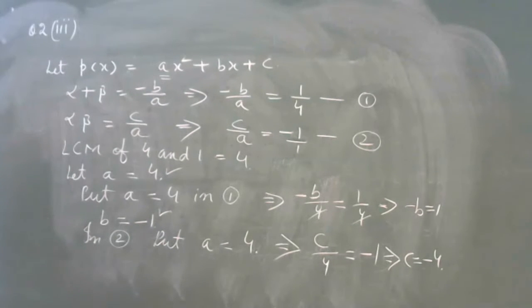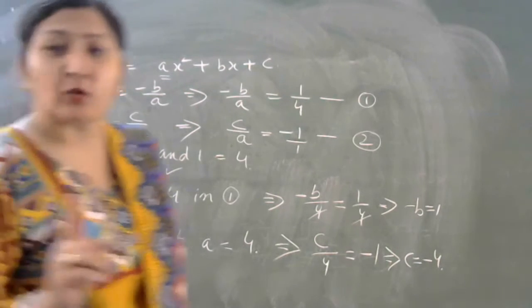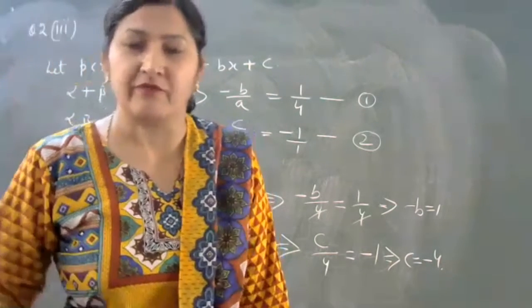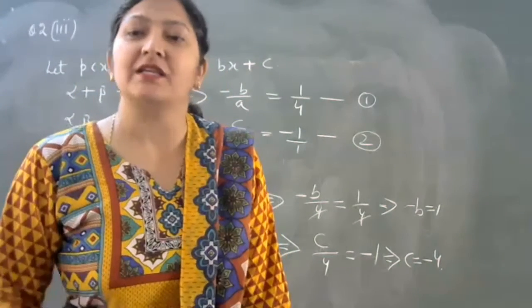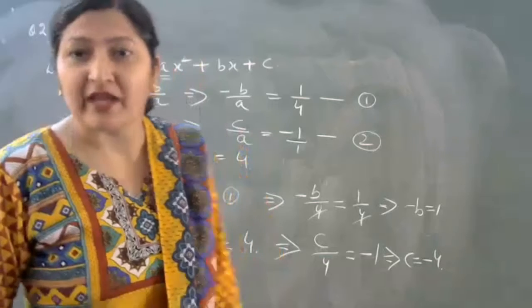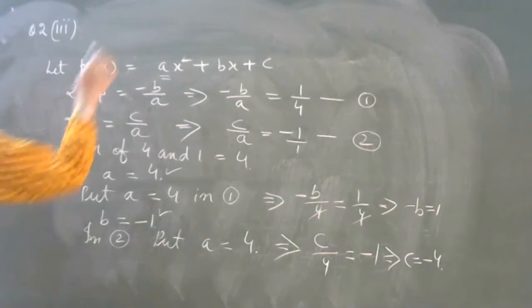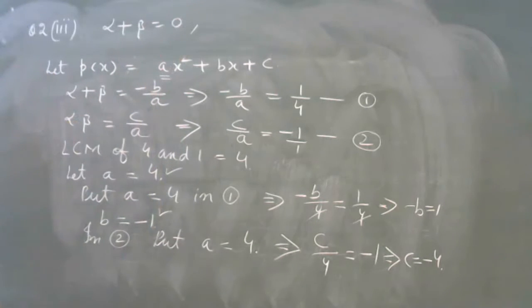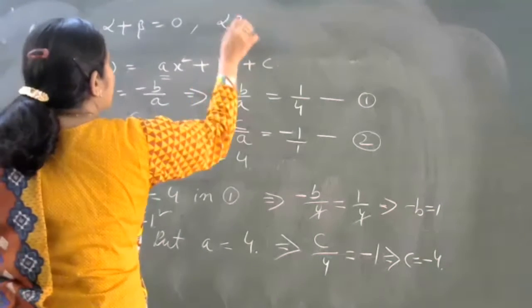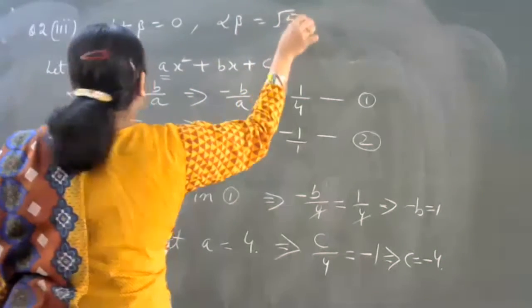Now question number 2, third part. Again here you are given, first of all, read the question carefully. Sometimes what happens, we are given sum of zeros and product of zeros and we suppose that these are two zeros. So read the question very carefully. Here sum of zeros, that is alpha plus beta, is 0. And second condition, their product is under root 5. Alpha into beta is equal to under root 5.